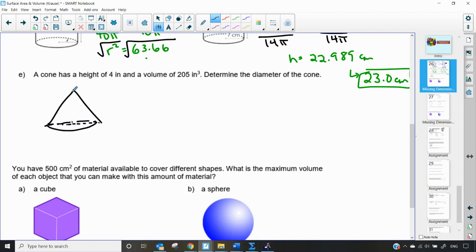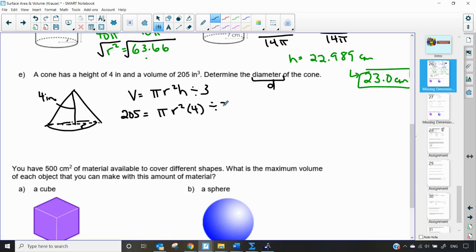All right, so our height is our perpendicular height. This is 4 inches. And our volume is 205 inches cubed. We're asked to find diameter, meaning we're going to have to start off by finding radius. So the volume of a cone is pi r squared times height divided by 3. So our volume is 205 equals pi r squared times 4 divided by 3.